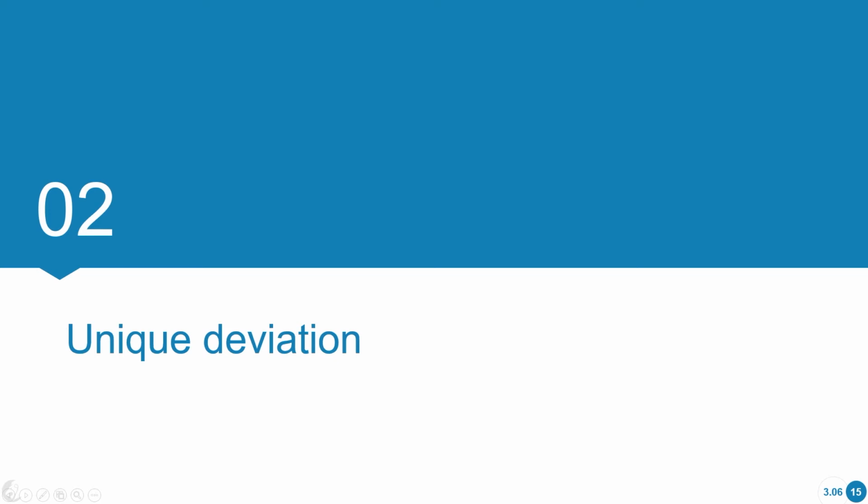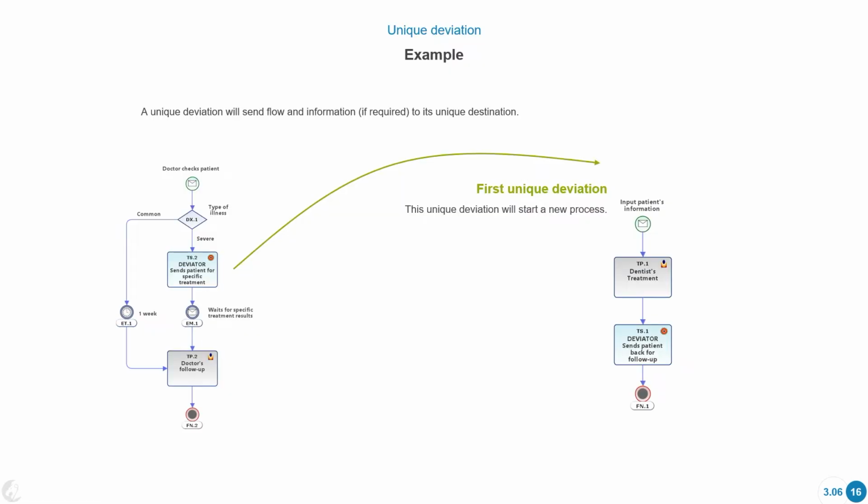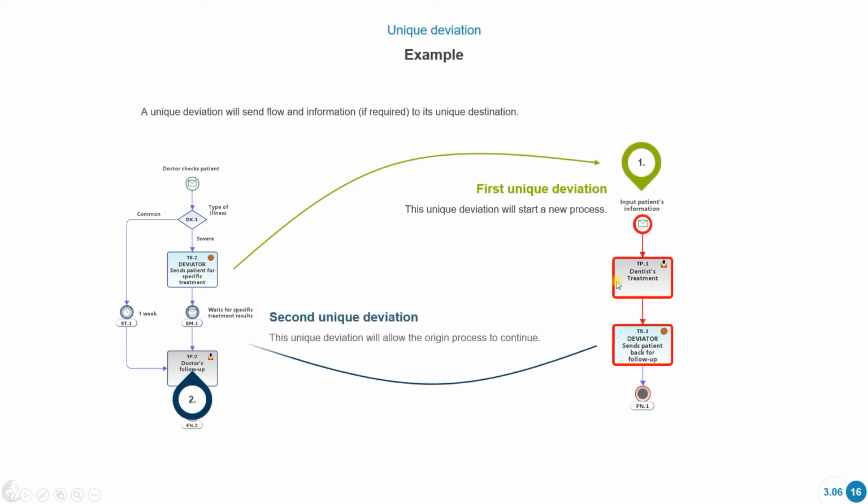Unique deviation. A unique deviation is going to send flow and information to its unique destination. So this is a one-to-one relationship. We have one source, this process, and we have one unique destination, this other process here. We can have a unique deviation deviate to a start message event or to an intermediate message event.